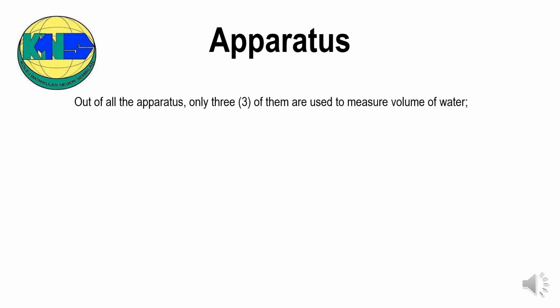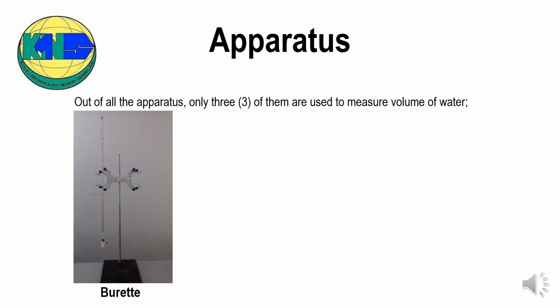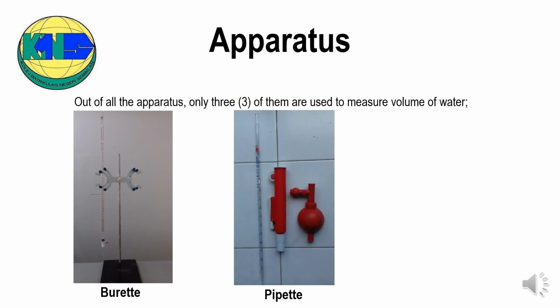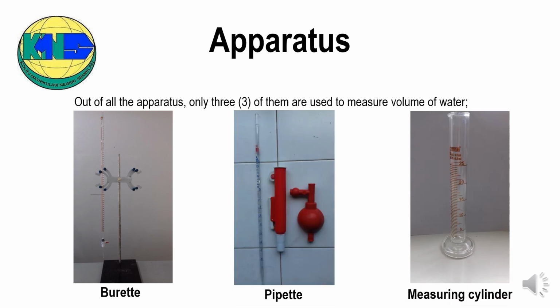Next, we need to ask ourselves, out of all the apparatus, which ones are used to measure volume of water? The answer is only 3 of them. They are the burette, the pipette, and the measuring cylinder.